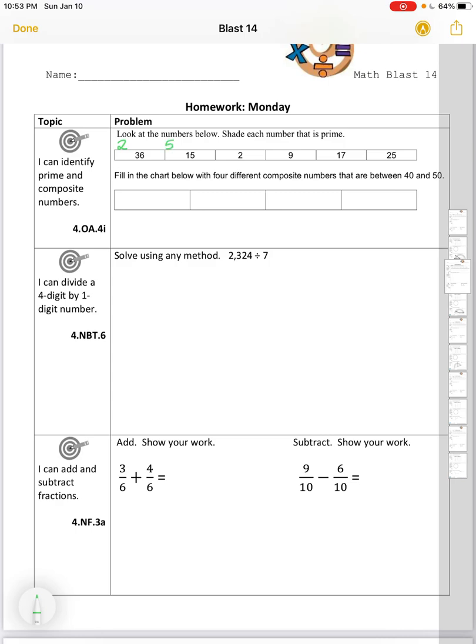15, 1 and 15 are factors, but so is 5. Any number that ends in 5 or 0 has 5 as a factor. So there we've proven a third factor, making that a composite number. 2, 1 and 2 are factors of 2, and those are the only two factors of 2, so I will shade the box, recognizing it as a prime number.